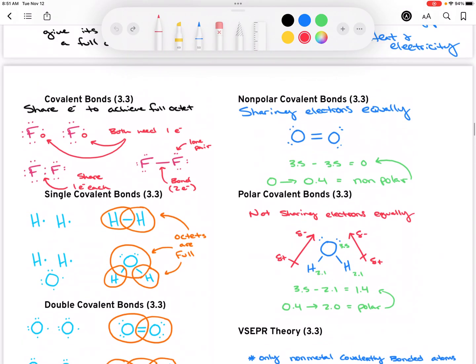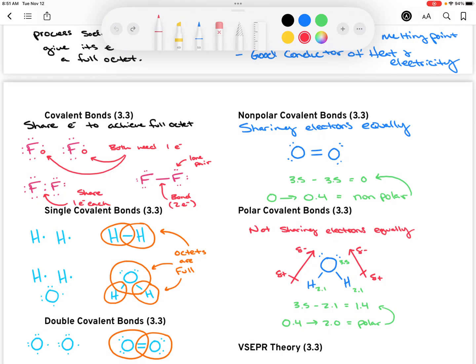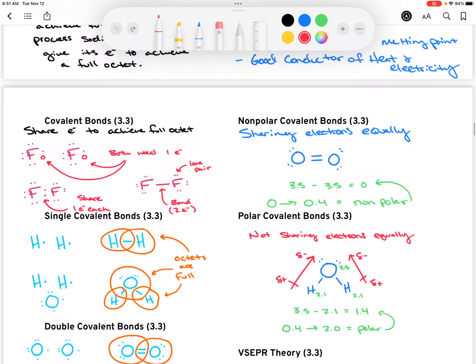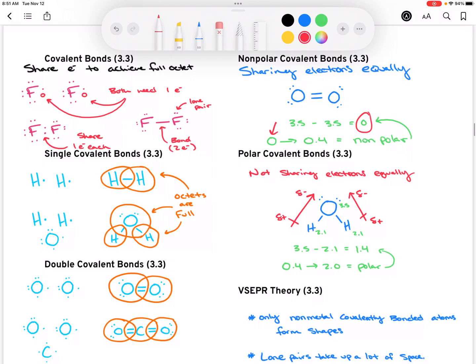So in this example, sharing electrons, we have oxygen and oxygen. So oxygen's value is 3.5 minus 3.5 gives me a value of 0. And anything between 0 and 0.4 is nonpolar. So if this is 0, it's definitely falling into the nonpolar camp. And there's a range of values that we can have. Let's look at another example, and then it'll make more sense.